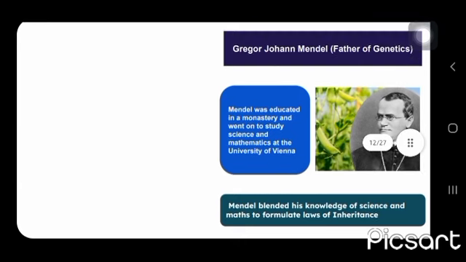Now, one scientist was there who is known as the father of genetics, named Gregor Johann Mendel. He was educated in a monastery and went on to study science and mathematics at the University of Vienna. He blended his knowledge of science and maths to formulate the law of inheritance. A question can come that who formulated or who discovered the law of inheritance? Then the answer would be Gregor Johann Mendel. Or you can just say Mendel.